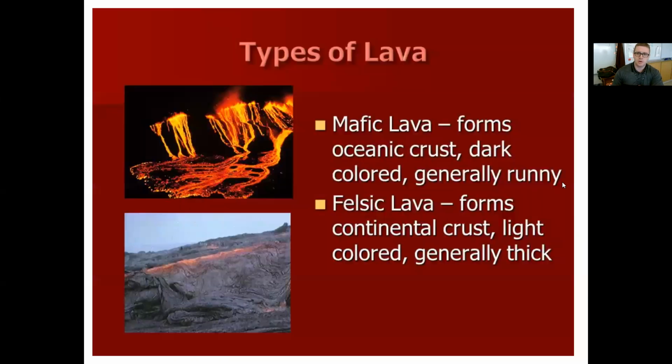Now we've been using these words, mafic and felsic. So to provide a little more background context, just to introduce geology a little bit more. Just keep in mind, what is mafic? What is felsic? Mafic lava, it forms the ocean crust. It's very dark colored. It's generally more runny, a much lower viscosity. It moves around much quicker. So if you see the word mafic, you want to think dark colored for now.